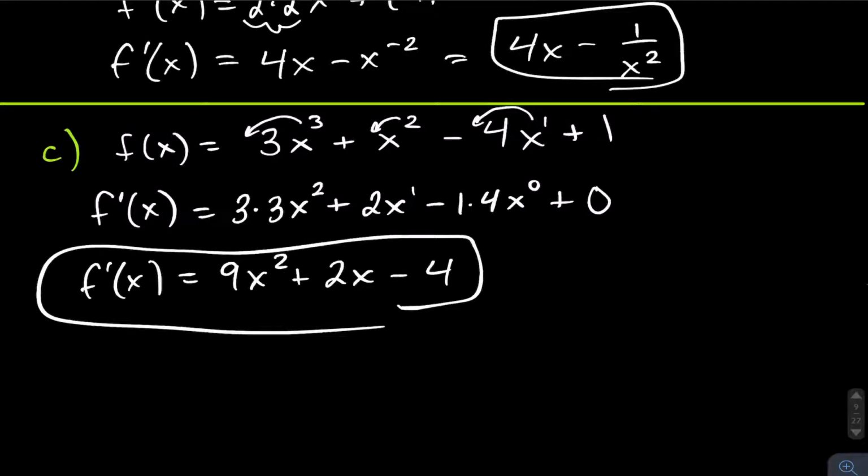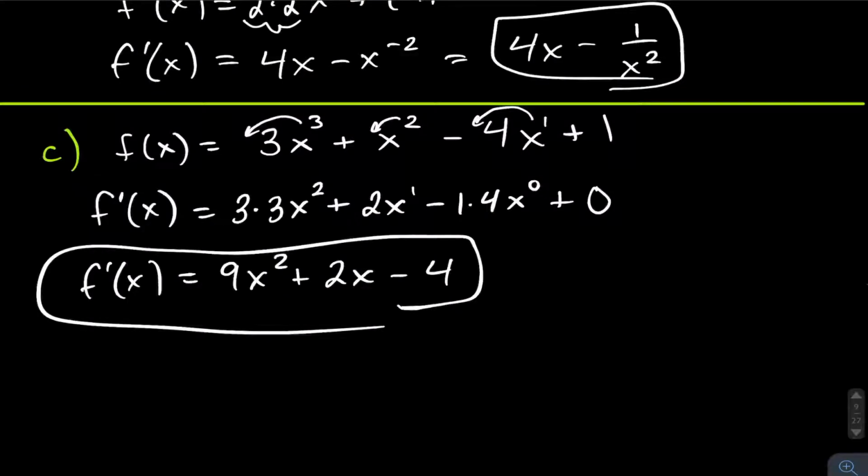Hopefully the power rule is catching on with you. If not, maybe try one of these problems again on your own. See if you can understand. You move the exponent in front as a coefficient, and you subtract 1 from that exponent. So if you have x squared, you move that 2 in front, and you subtract 1 from the exponent up here. So you have 2x to the first power. That's the idea with the power rule.